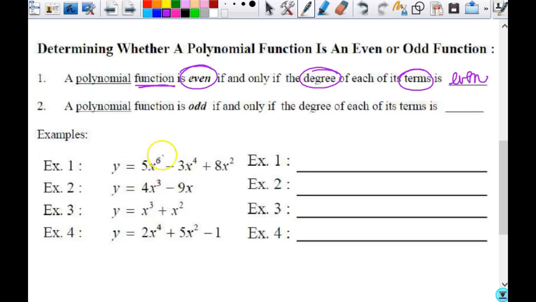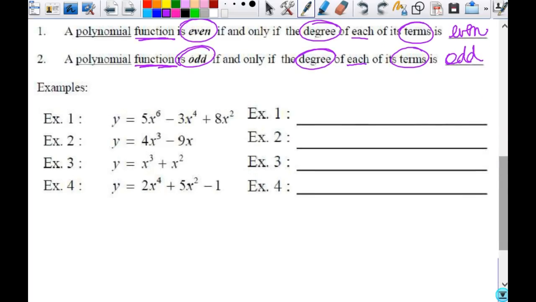Like this right here would be 5x to the 6th is a term. What is the degree? The exponent. So the degrees are the exponents. So a polynomial function is odd if and only if the degree of each of its terms is odd. Now, there are other tests for even and odd so that it doesn't have to be in these forms. We don't care about those right now. This isn't the only way to identify them, but it is one that's kind of simple for you to at least see a connection.